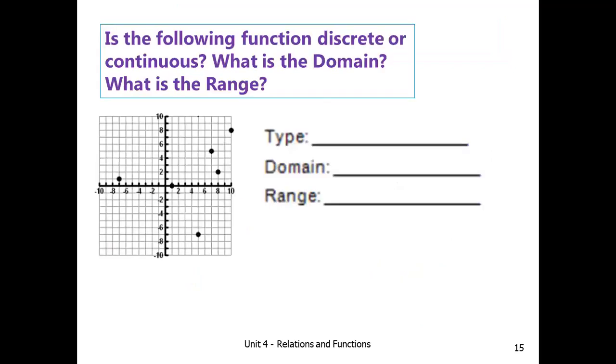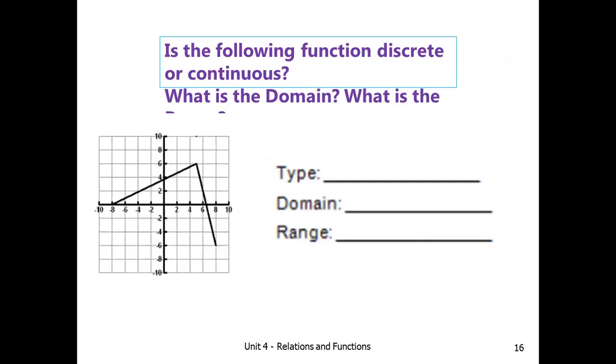Okay. Is the following function discrete or continuous? What is the domain? What is the range? This is a discrete type. Your domain, I repeat, are the x coordinates. We have -7, 1, 5, 7, 8, and 10. Your range are the y coordinates: 1, 0, -5, -7, 5, 2, and 8.